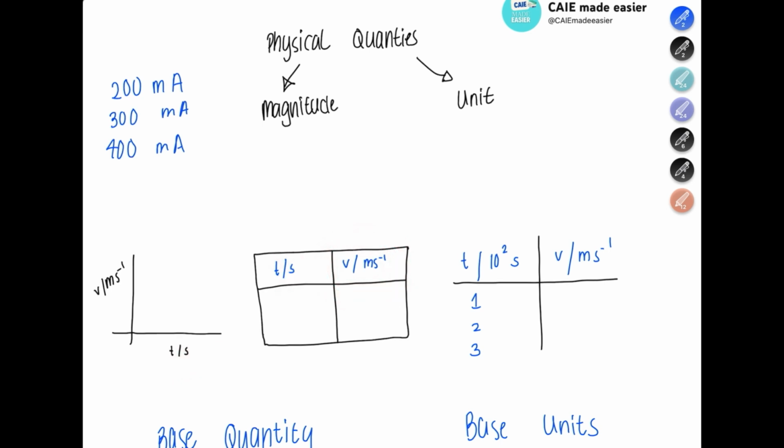Okay, if you see your value is divided by a number, for example 3 divided by 10 squared seconds, this means this value is already divided by 10 squared. So what is the real value? You have to multiply it by 10 squared. So if you're writing it as seconds without dividing by 10 squared, this is going to be 100, because it's 1 multiplied by 10 squared, and the second one is 200, the third one is 300.